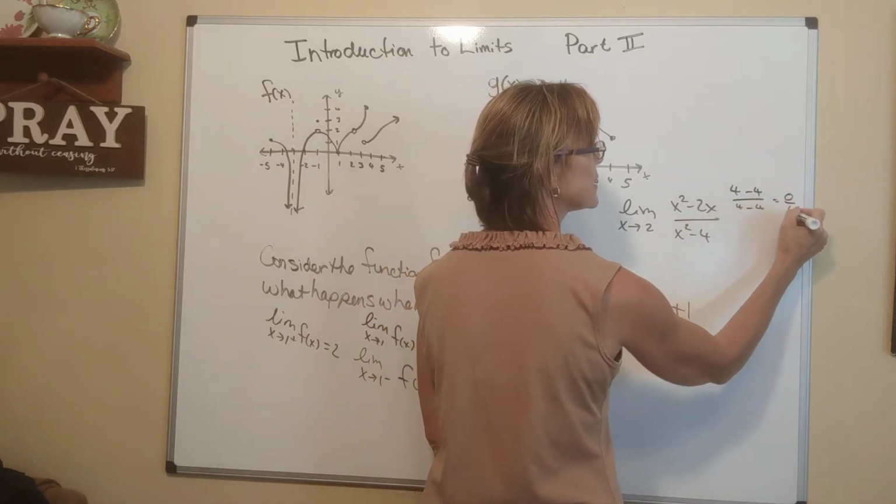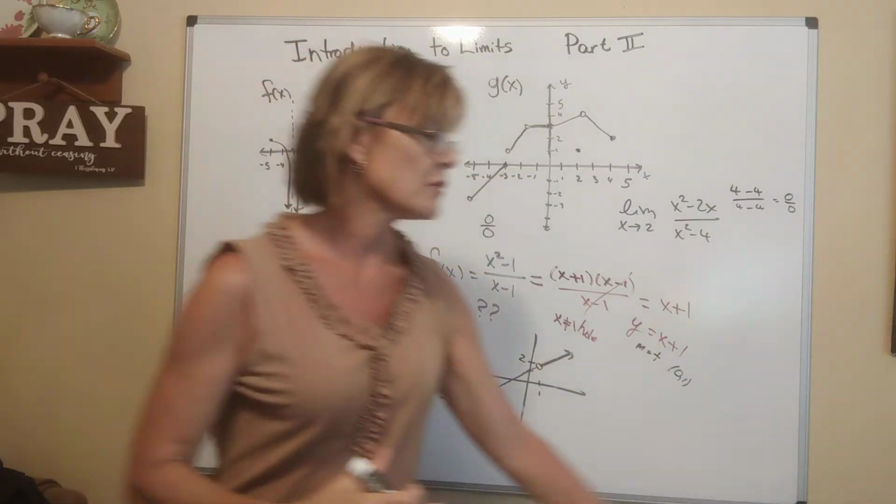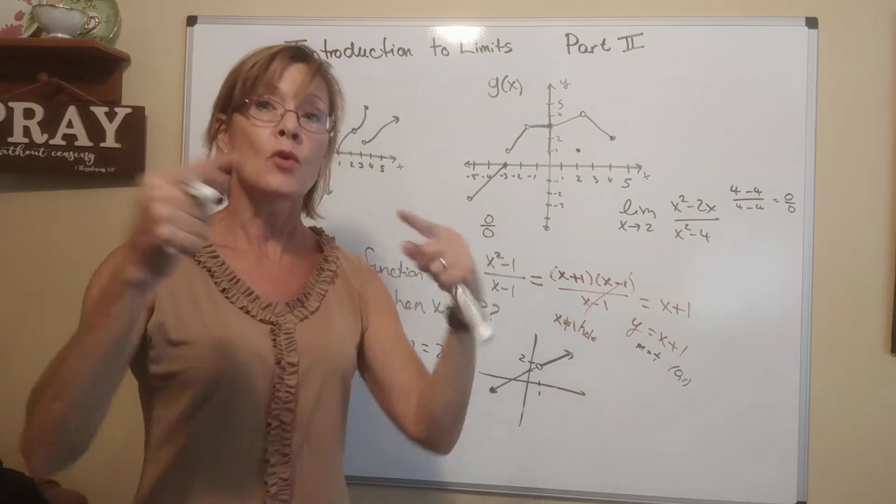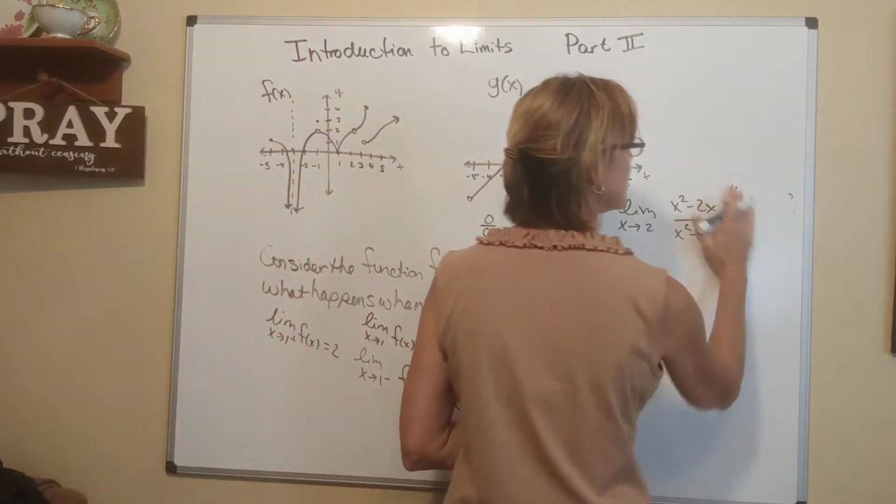We get 0 over 0. We get an indeterminate form, 0 over 0. It is undetermined. We don't know what the limit is. More work to do. So here's the more work that we do.